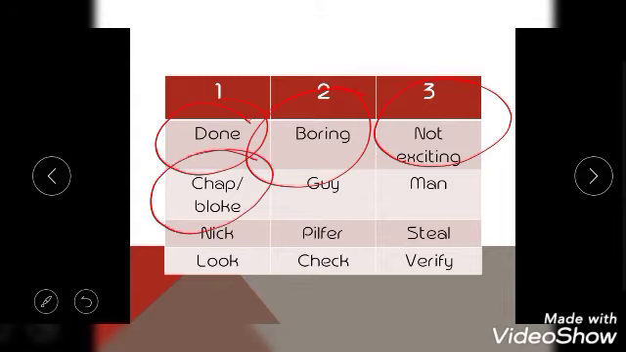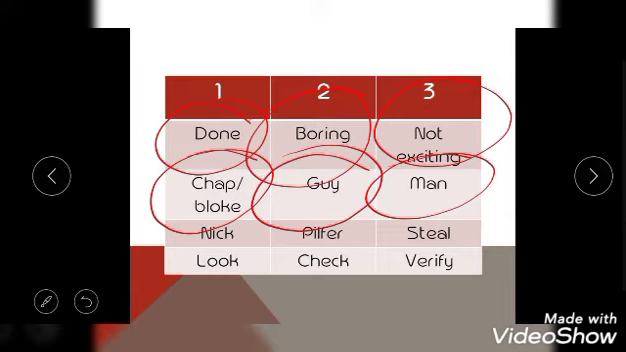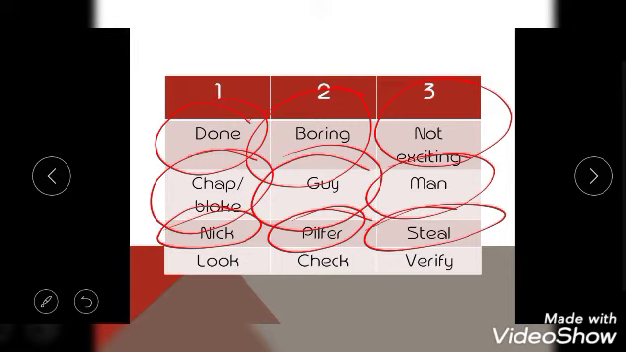And chap or guy is for informal and man for formal. Nick, pilfer, and steal are all mencuri, but nick is for colloquial or slang language, pilfer for the informal, and steal for more formal. Look, check, and verify also. So this is the real example that humans are always creative in using the language.